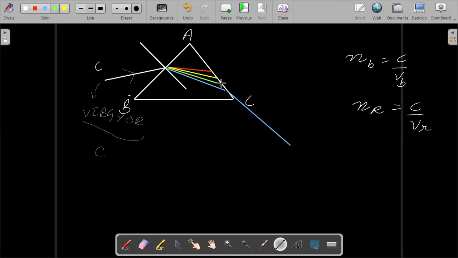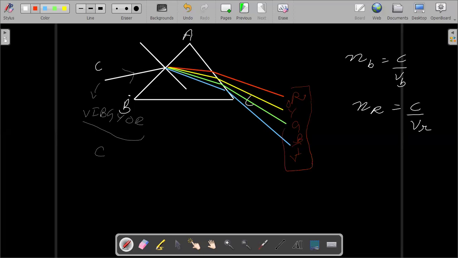degrees. Got it? So the bending of the violet color will be the maximum, followed by the bending of indigo, blue, green, yellow, and finally the red. This is how we obtain our VIBGYOR. Here we obtain VIBGYOR. You have violet, indigo, blue, green, yellow, orange, and red. So the seven colors spectrum we observe like this.